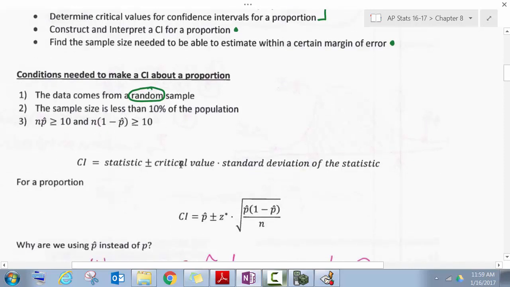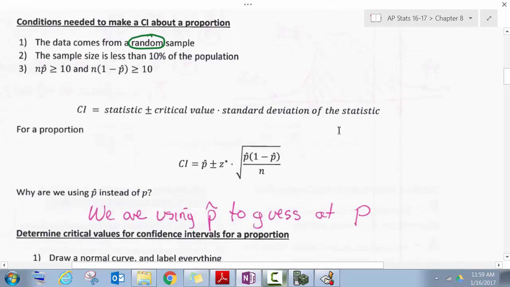Here's our confidence interval. So a statistic plus or minus the critical value times the standard deviation of the statistic. Well, for a proportion, the statistic is p hat. The critical value we're going to call z asterisk or z star, a little bit easier to say, and then the standard deviation of a proportion is this formula, which we've already been using. And why are we using p hat instead of p? Because we're using p hat to guess at p. We don't know what the true proportion actually is. We're using a point estimate, something from a sample, to guess.